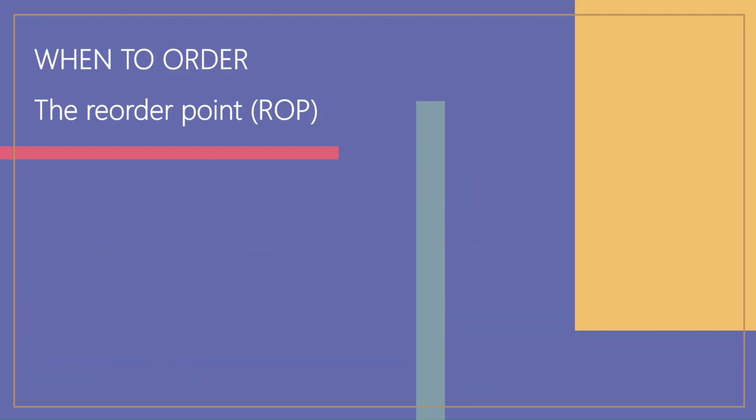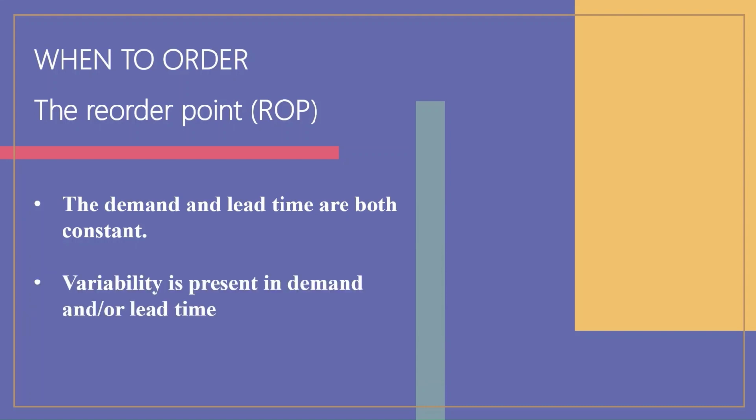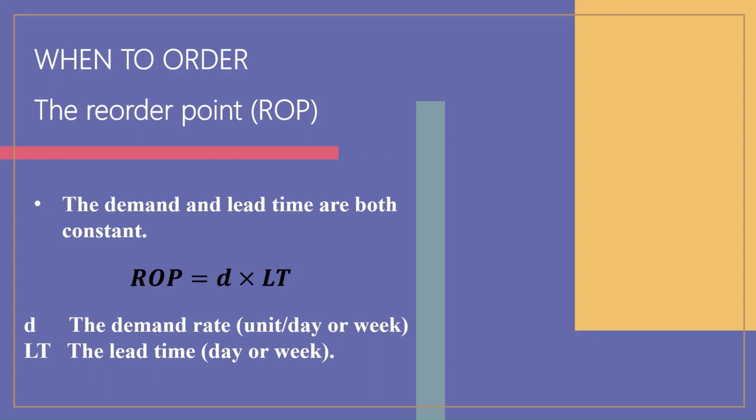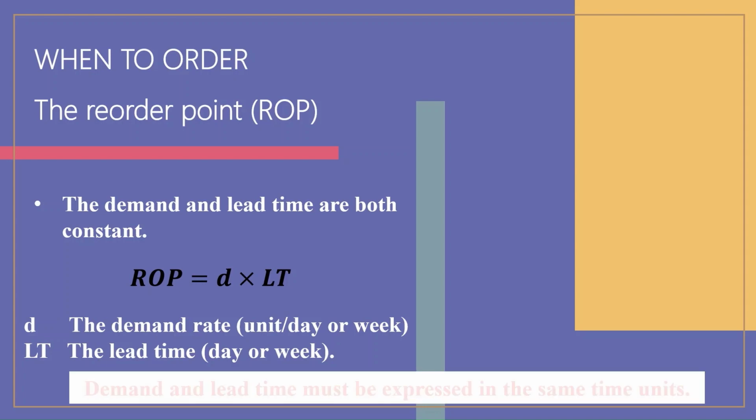There are 2 situations while calculating the reorder point. The first, when the demand and lead time are both constant, while the second situation is when variability is present in demand and/or lead time. In the first situation, the reorder point is simply ROP equals D multiplied by LT, where D is the demand rate, units per day or week. LT is the lead time in days or weeks. Note that demand and lead time must be expressed in the same time units.